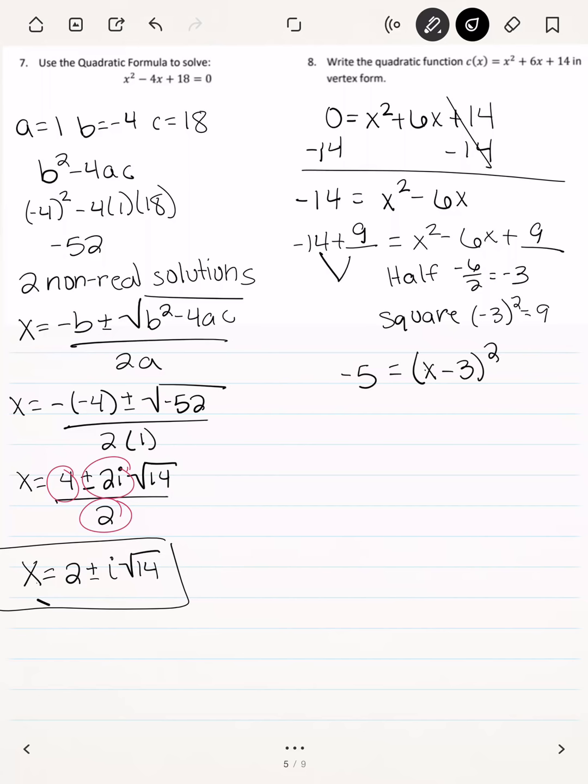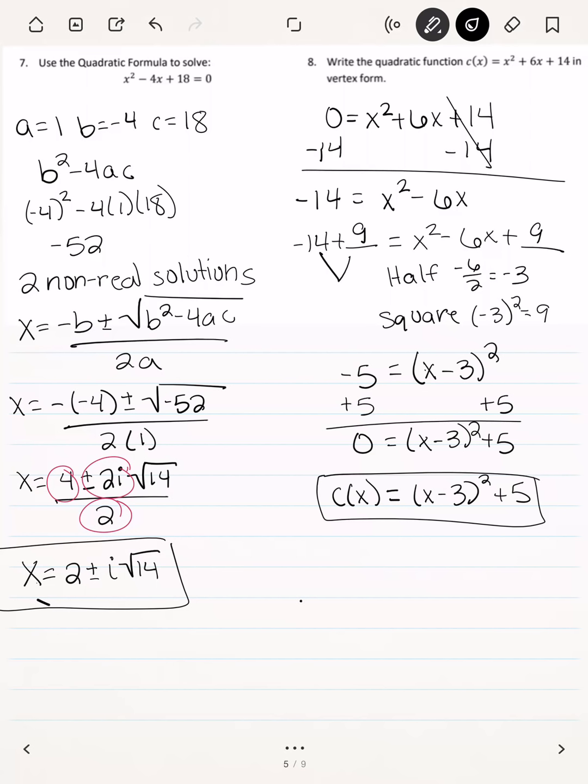And if I want to write in vertex form, everything has to be on one side, so I'm just going to add that 5 back over to help me out. So I get 0 equals x plus 3 squared minus 5. And then I need to go ahead and use c of x. So c of x is going to replace the 0. I get x plus 3 squared minus 5. So there is my quadratic function in vertex form.